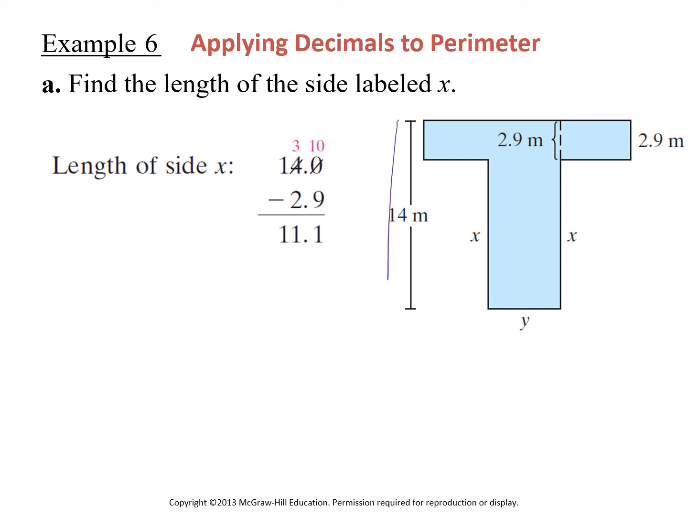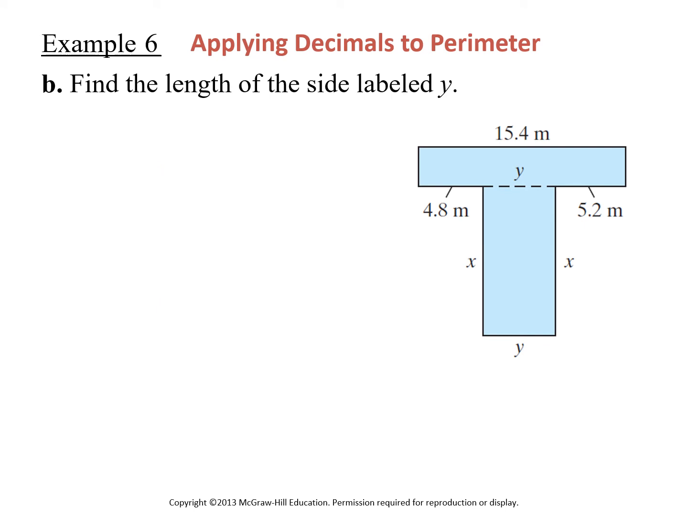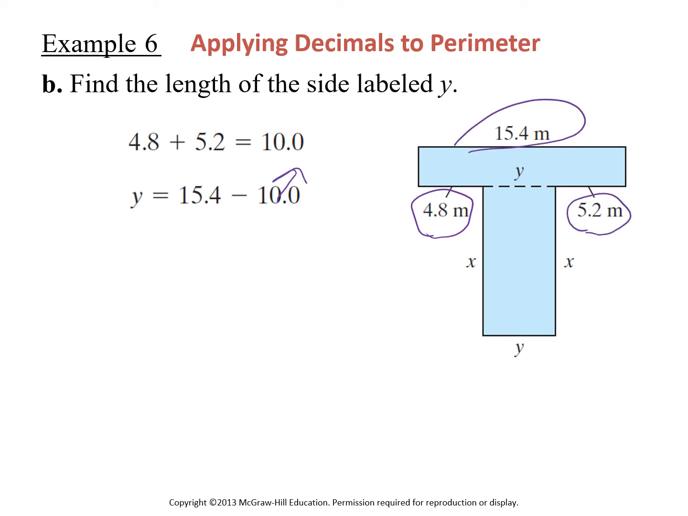So here we're taking 14 and we're subtracting 2.9 to give us the missing piece X. So X is 11.1 meters long. And finding side Y, we're going to start by adding together the 4.8 and 5.2 to get 10, and then we'll subtract 10 from 15.4, and now we have the length of side Y.